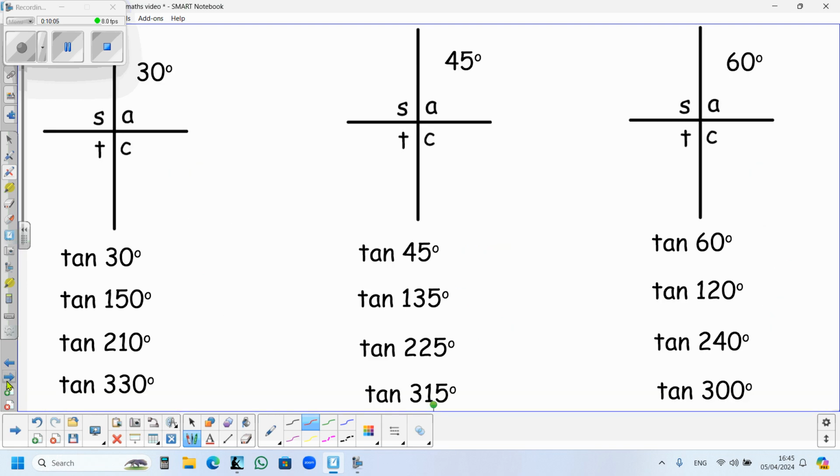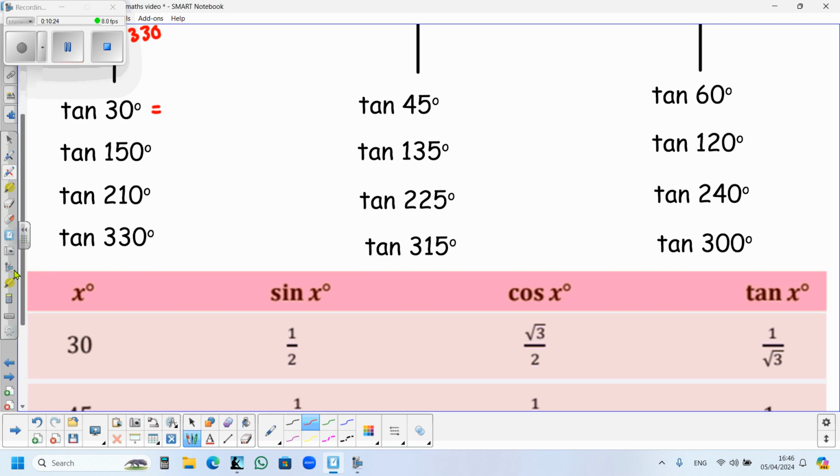Last variation, and you cannot be given any other variation in all of these ones. And I know it seems quite a lot, but they're all done the same way. So again, we've got 150 degrees related to 30, we've got 210 related to 30, and 330 related to 30. So we want tan 30 degrees.